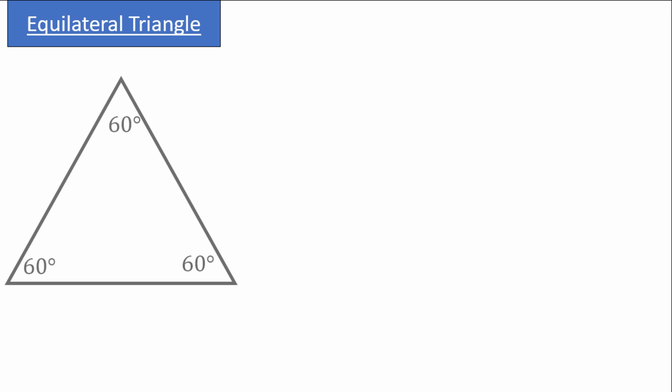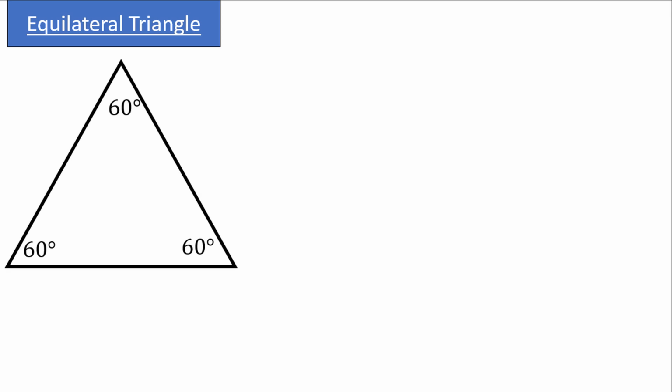Let's discuss the other special right triangle, which is the 30, 60, 90 degree triangle. Deriving the side lengths for this one is a little bit trickier than the 45, 45, 90 degree triangle, and we actually start with an equilateral triangle, which has 60 degrees for all three angles.